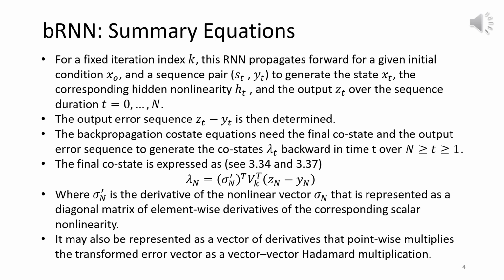Here, the final costate is expressed as the equation shown on the slide. We have explained in equation 3.34, the matrix sigma'_n is the derivative of the nonlinearity vector sigma_n expressed as a diagonal matrix of element-wise derivatives of the corresponding scalar nonlinearity. And as we mentioned in section 3.3, for computational efficiency, it may also be represented as a vector of derivatives that pointwise multiplies the transformed error vector as a vector-Hadamard multiplication.